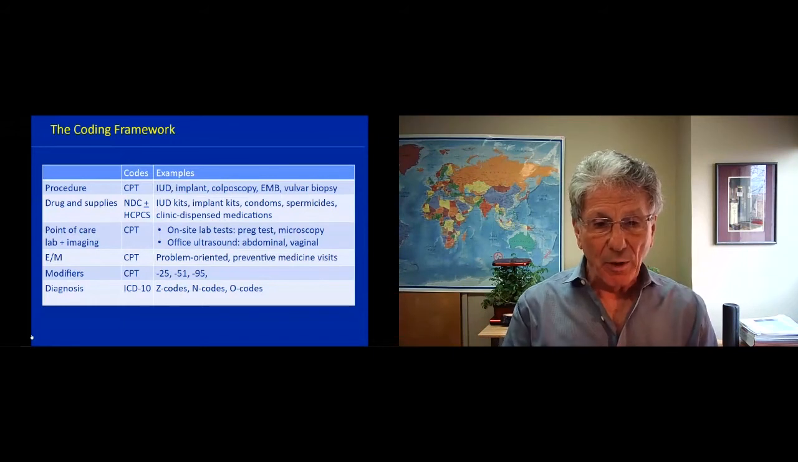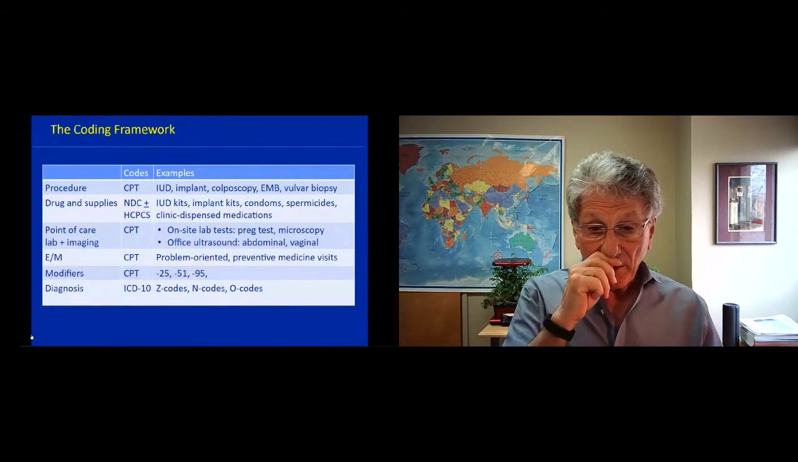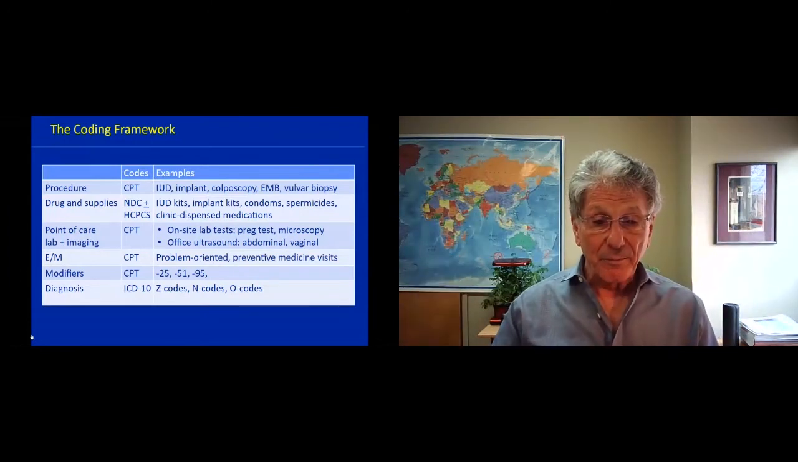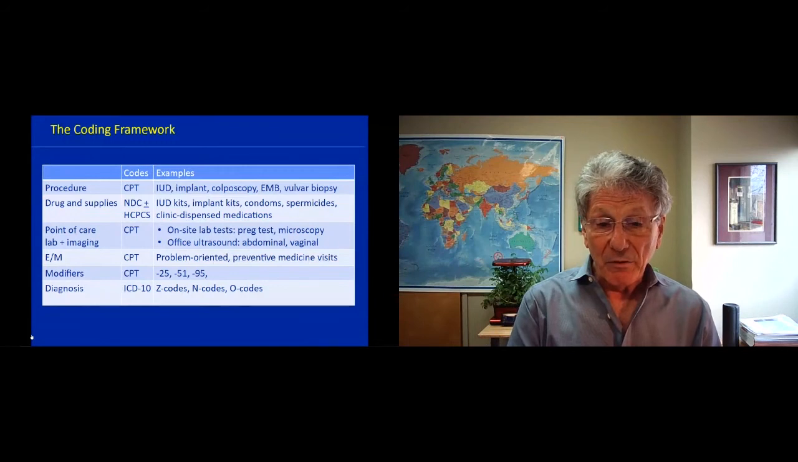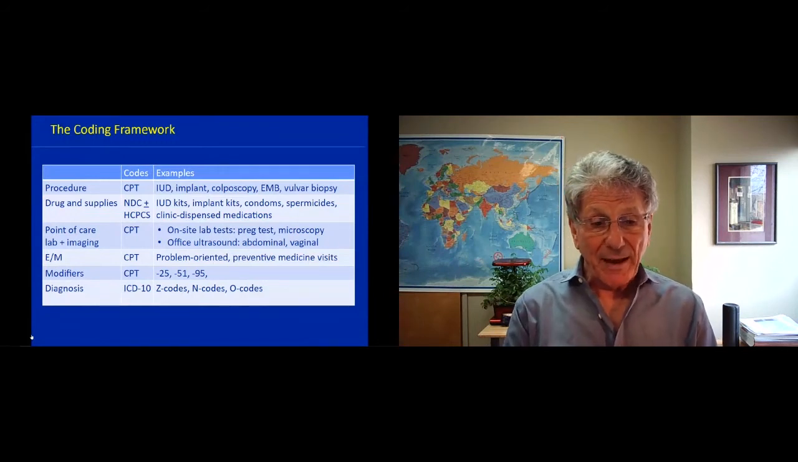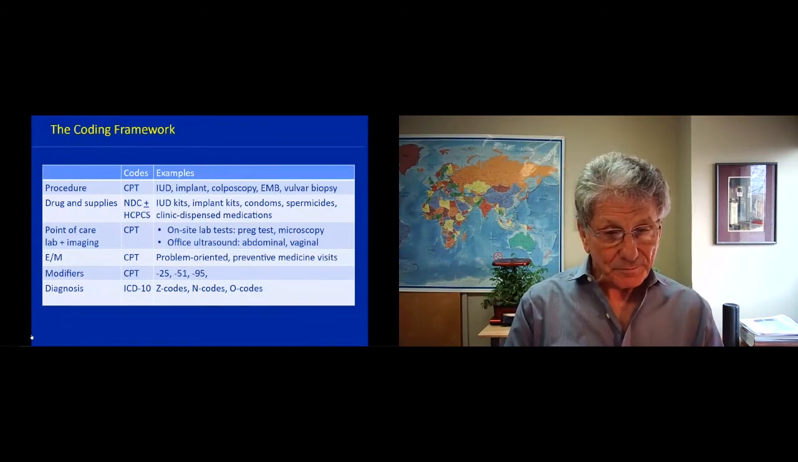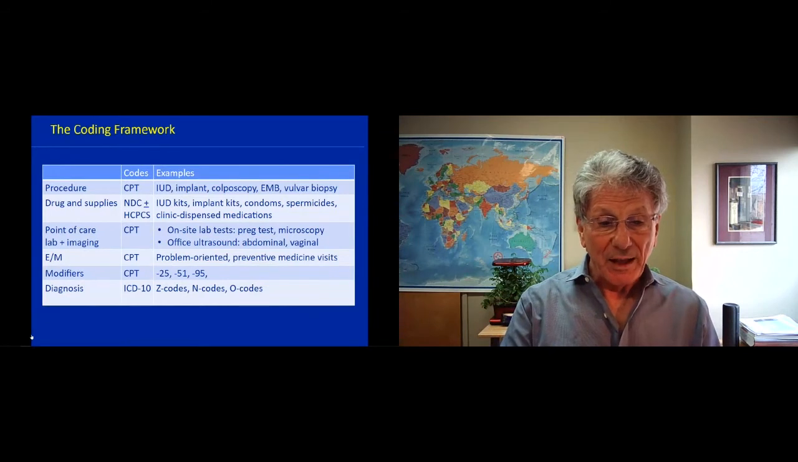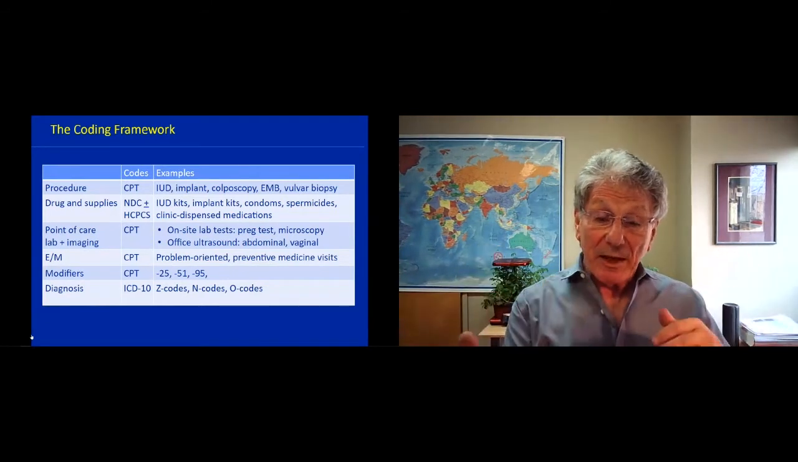Sometimes the payer wants that instead. The next category is, what did you do as point of care test for either lab or imaging? So you might have done an on-site lab test, like a pregnancy test or a microscopy or a pH. Or you might have done an office ultrasound, which could be abdominal or vaginal. Next is, what's the E&M code for this visit? It's going to be either problem-oriented or a checkup visit. And does this need a modifier or not?